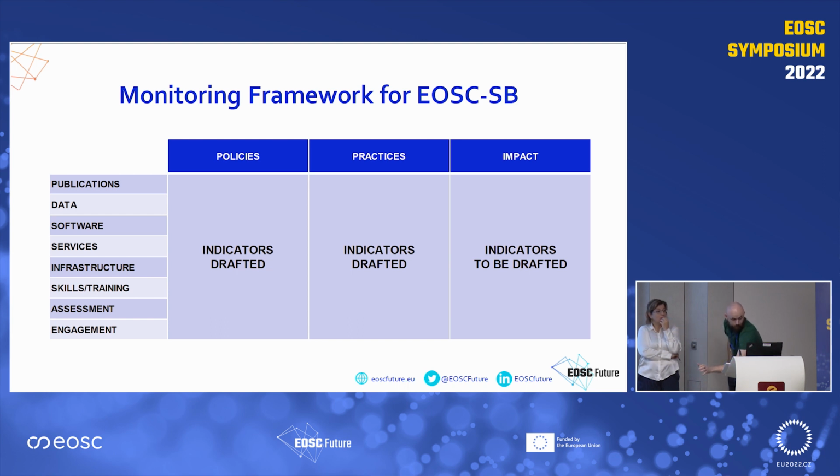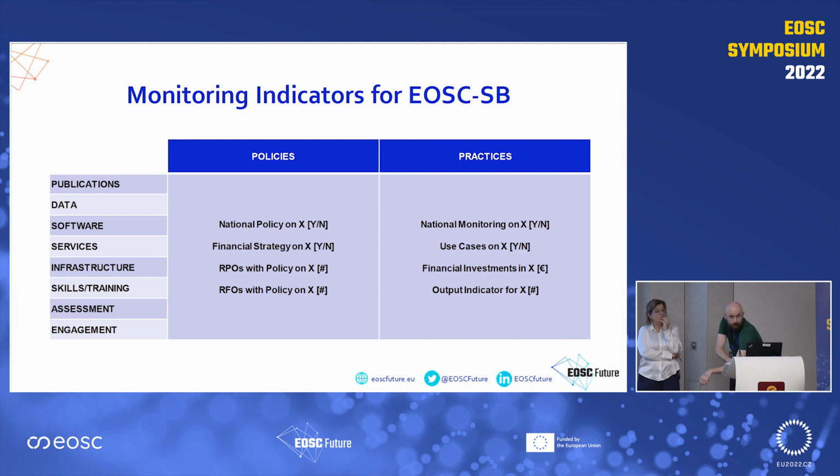So what you have is this shopping list that I mentioned. You have these three higher level dimensions of policies, practices and impact, which you've heard from Thomas, Volker and Sophia. And then we have these categories that are relevant for EOSC, though there's no specific EOSC category. There are categories linked to open science in EOSC, such as publications, data, software, infrastructure, skills training, assessment and engagement, such as citizen science. And what we have at the moment is we've developed policies and practices. So the indicators there basically look like this. Do you have a national policy on X, being publications, data, software, go down the list? Do you have a financial strategy on this, yes or no? How many RPOs have a policy on this in your country?